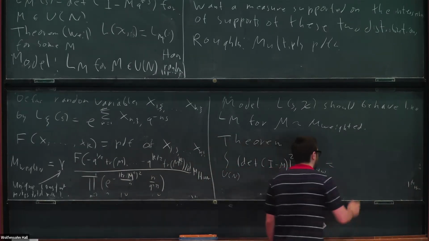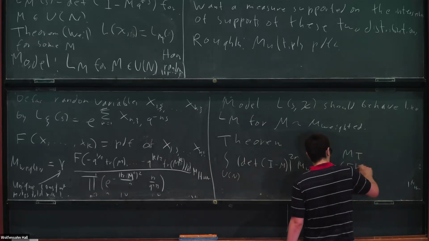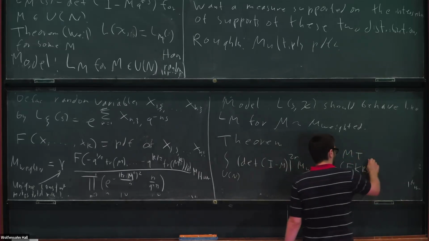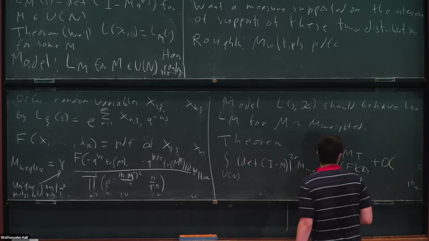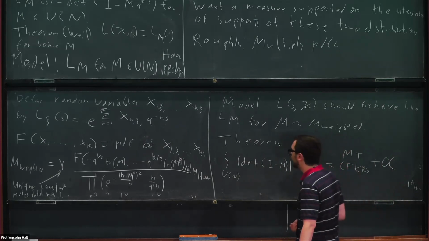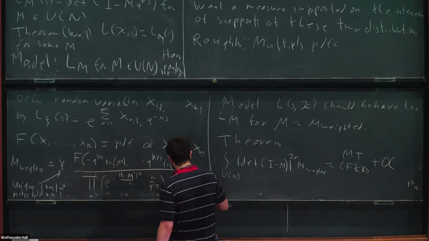This equals the main term predicted by CFKRS, the appropriate analog of CFKRS, plus O of... Q is fixed. Yes, sorry, Q is fixed. The other thing I should have said is that K is equal to n to the 1/2 minus little o of 1.